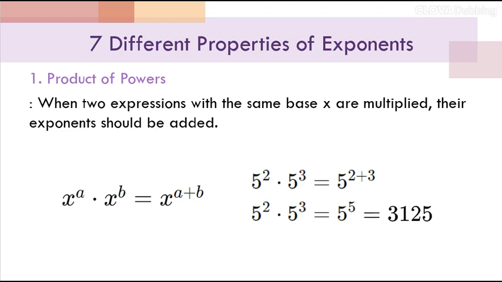Now that we understand these terms, let's move on to the properties of exponents. These are mathematical rules that determine how exponents function in operations like multiplication, division, and more. The first property is the product of powers. This rule states that when multiplying two expressions with the same base, you simply add their exponents. For instance, if we multiply 5 power 2 by 5 power 3, we add the exponents 2 and 3. This gives us 5 power 5.